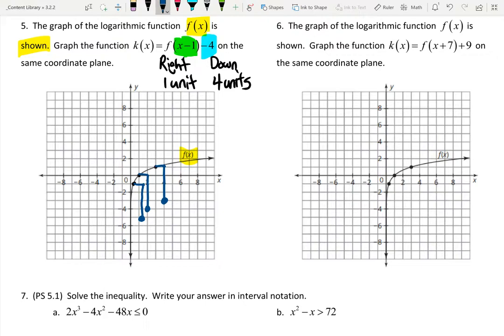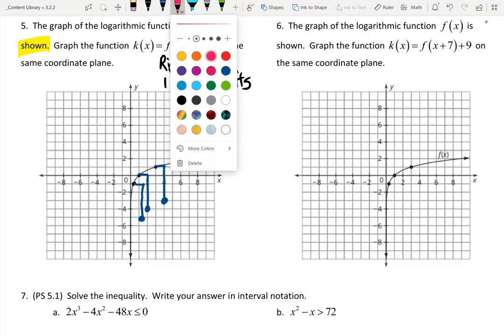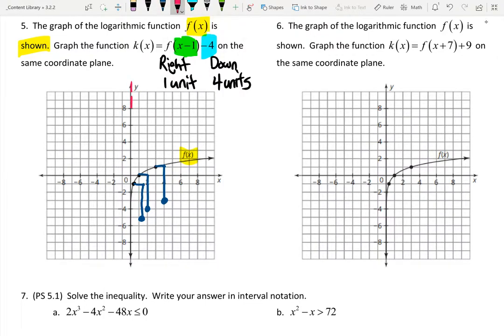Now I'm going to need a little more information to provide a better picture of the sketch of this function. Now I know that this function has a vertical asymptote. It is originally at the line x equals 0, right? This is pre-transformation. Now what I need to do is shift my vertical asymptote right 1 unit. So right now it's at x equals 0. I'm going to shift it right 1 unit.